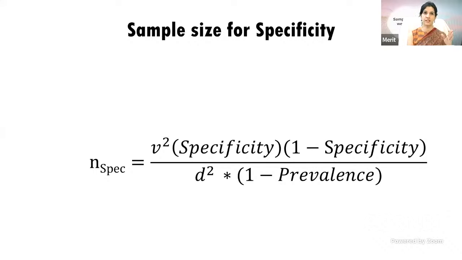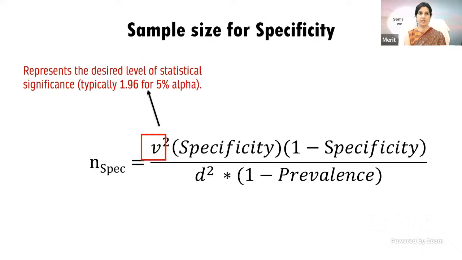For specificity, again, it is the same. You just replace this sensitivity by the term specificity. But in that case, in the denominator, it will be 1 minus prevalence, because the prevalence denotes the disease situation and the specificity is regarding the true negative. So in the denominator, it should be the non-diseased, and non-diseased will be 1 minus prevalence. That's why in the denominator, we take this as 1 minus prevalence.